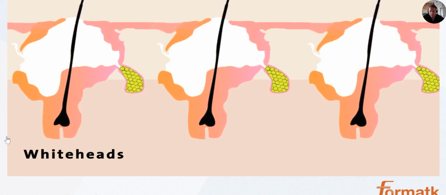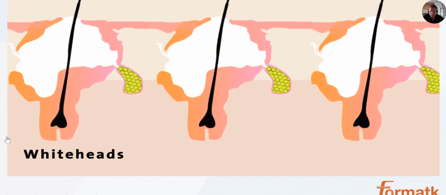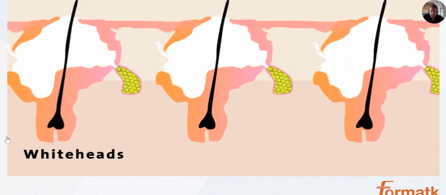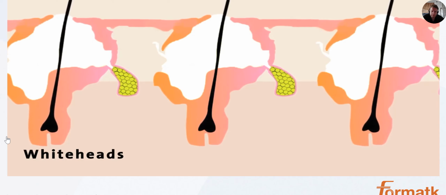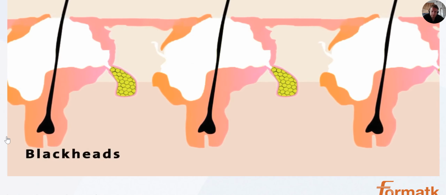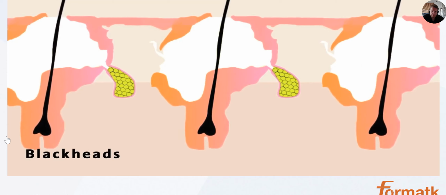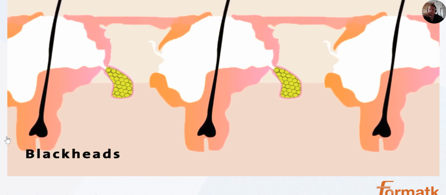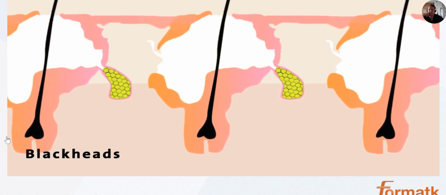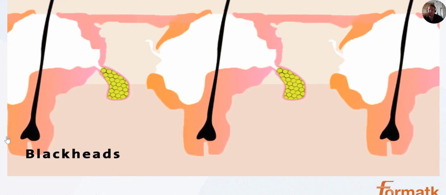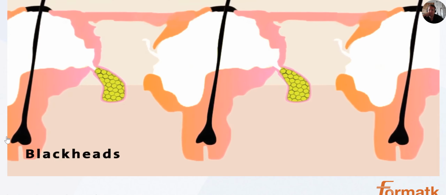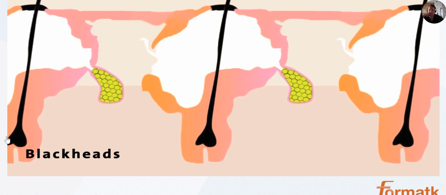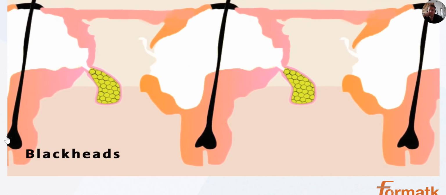A pimple forms when the excess oil and dead skin cells clog up and block the opening of the pore. This type of pimple is called a whitehead. Another type of pimple, called a blackhead, appears when sebum and dead skin cells clog the pore but not the opening as in a whitehead. While the pore is clogged, its surface remains open. These pimples appear black because melanin in the dead skin cells reacts with oxygen from the air, which changes the melanin's color from brown to black.